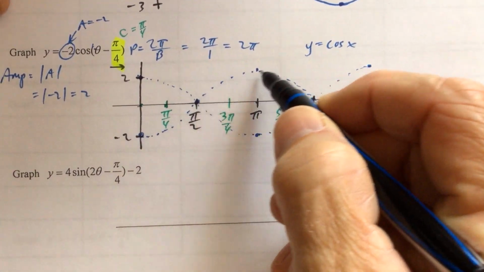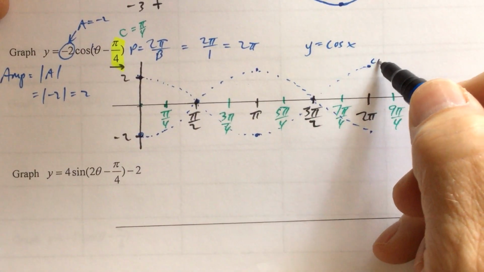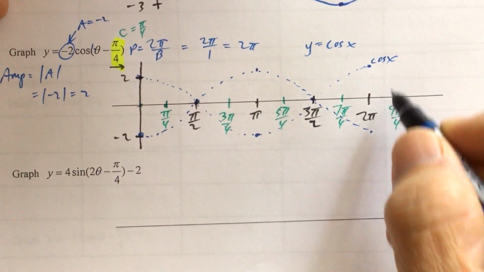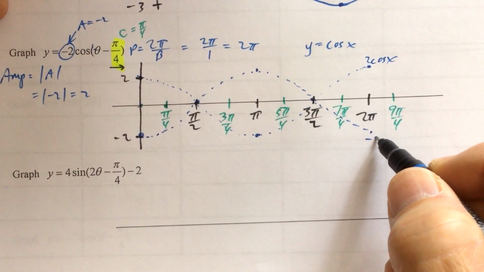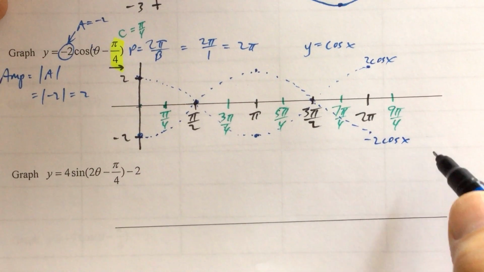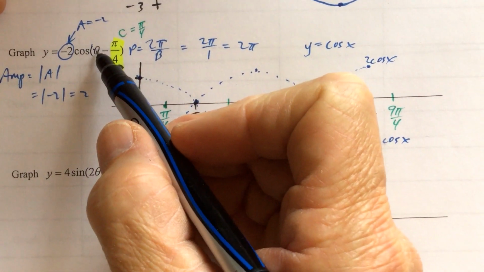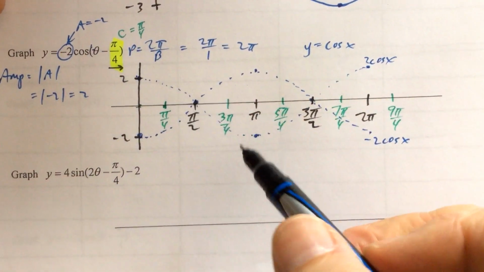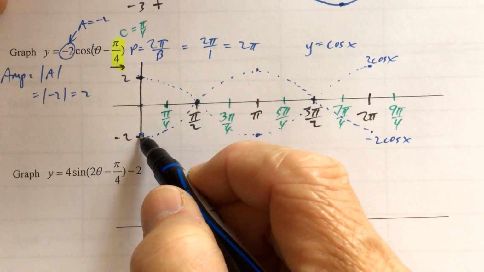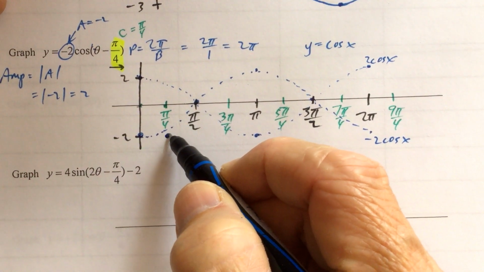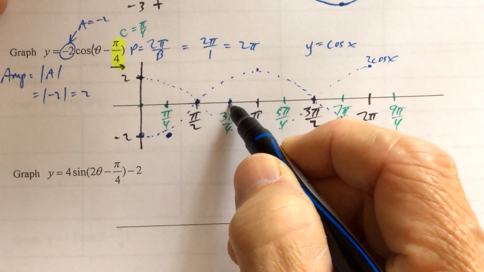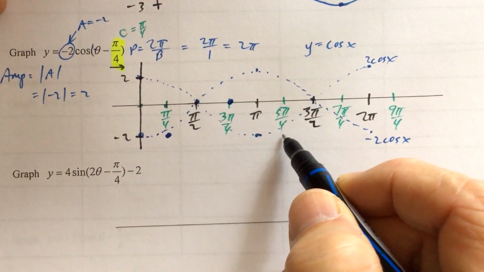So this is the one right here. This one up here is cosine of x. This one down here is 2 cosine x. This one down here is negative 2 cosine x. But we don't have just negative 2 cosine x. We have negative 2 cosine of theta minus pi over 4. So again, we're going to move this point here to the right pi over 4. Each key point gets moved to the right pi over 4. This one here gets moved to the right pi over 4.